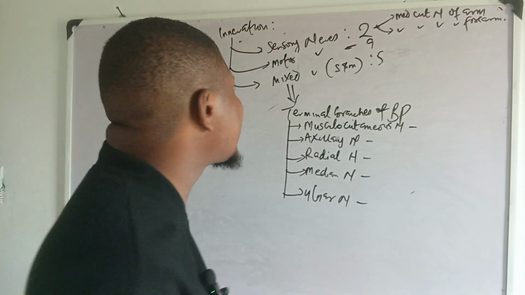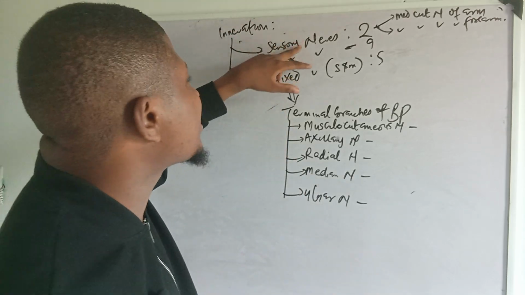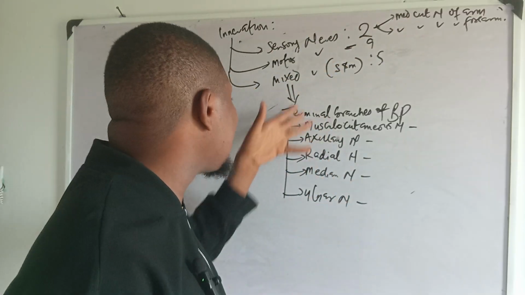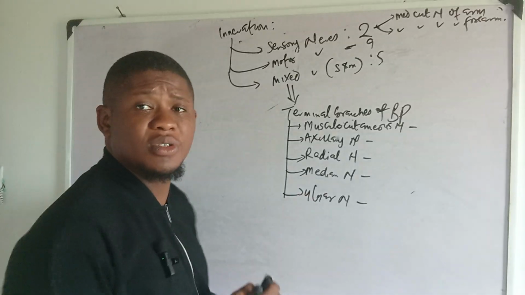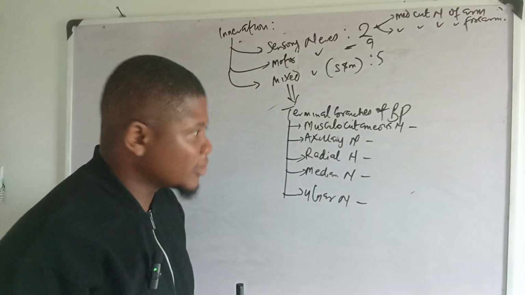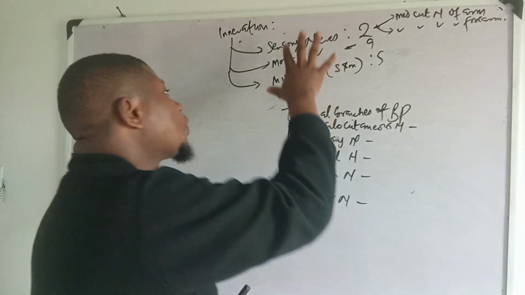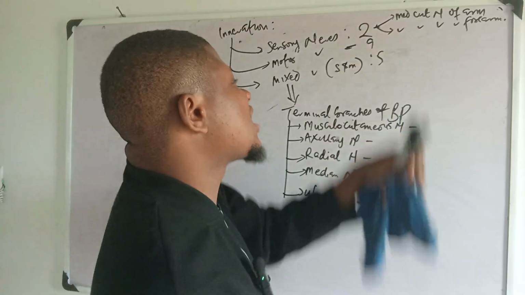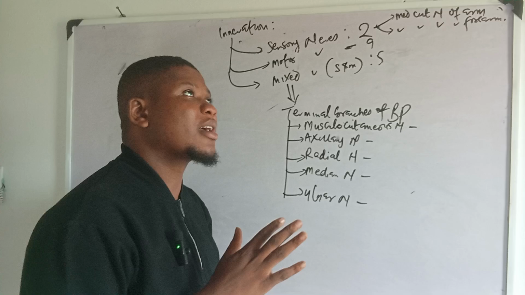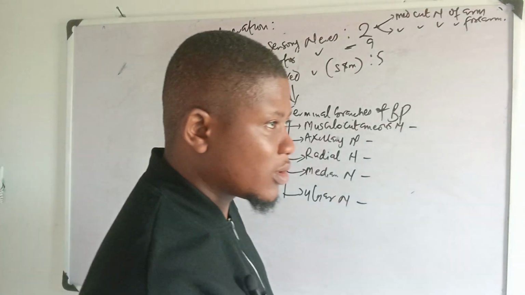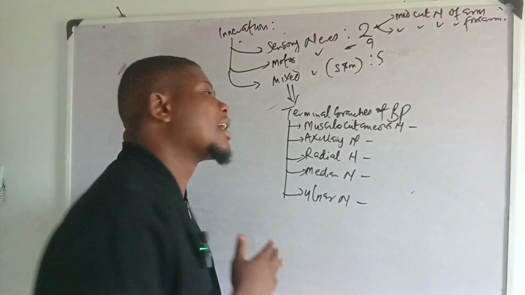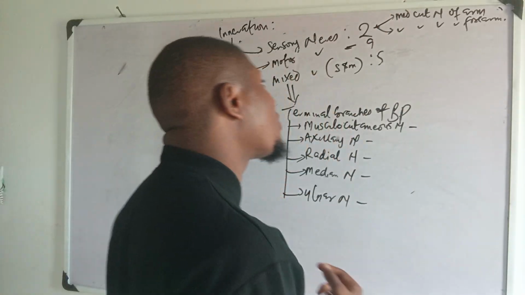I'm not going to talk about the sensory parts of these mixed nerves, because when we did cutaneous innervation, I talked about all the sensory supply of the upper limb. The only thing left here is the motor part. If you remember, the medial cutaneous nerve supplies the skin of the lower medial one third of the arm, and the medial aspect of the forearm.